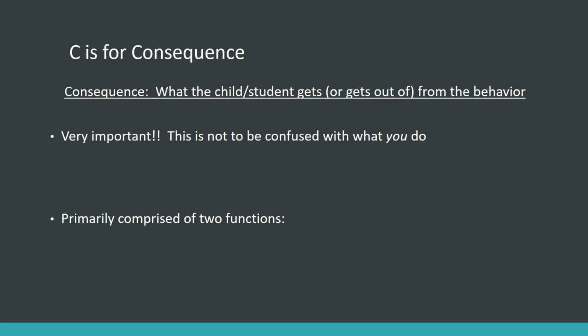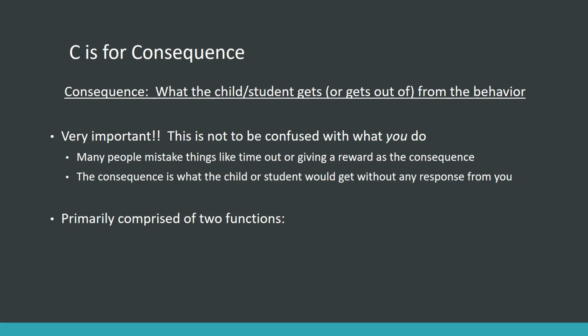The C is for consequence, and this is what the child or student gets from engaging in that behavior. And I've got a little bit of a soapbox here. This is not to be confused with what it is that you do. So a lot of people mistake things like, well, they hit their brother, so I gave them a timeout, that was their consequence. And that might be associated with the consequence, but the consequence is really more about what the student or the child gets without any response from anyone else. What did they get from their behavior?